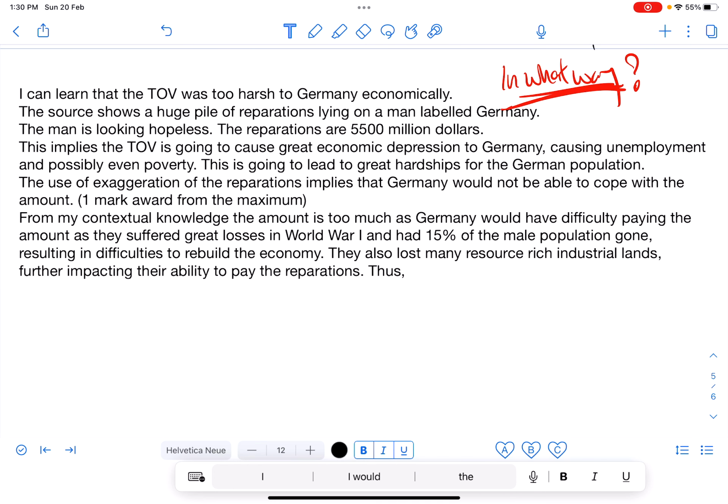Okay, then after that you just link. Thus, TOV was too harsh on Germany economically. Then I end with my link again. So take your time. A bit long. You don't need to write so long, but as long as the general idea is there, you should be able to do this well. Okay. Thank you.